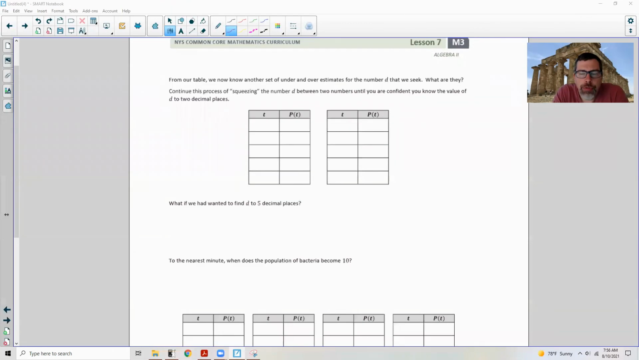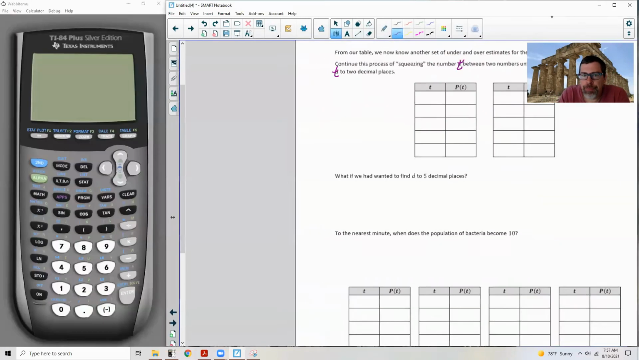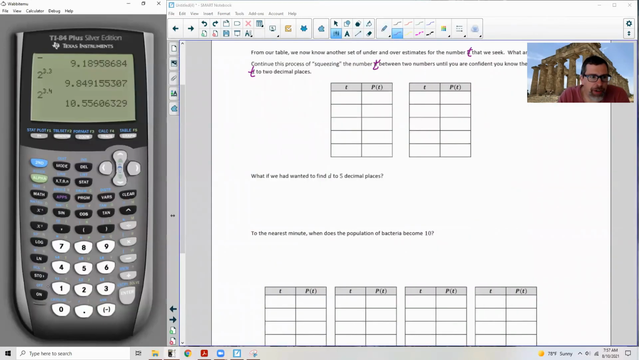All right, page 2. As I said, we're going to continue this process. From our table, we now know another set of under-over estimates for the number t. I don't know why they switched to t or d. It's p of t. Continue this process of squeezing the number t between two numbers until you are confident you know the value of t to 2 decimal places. Okay, so here we go.